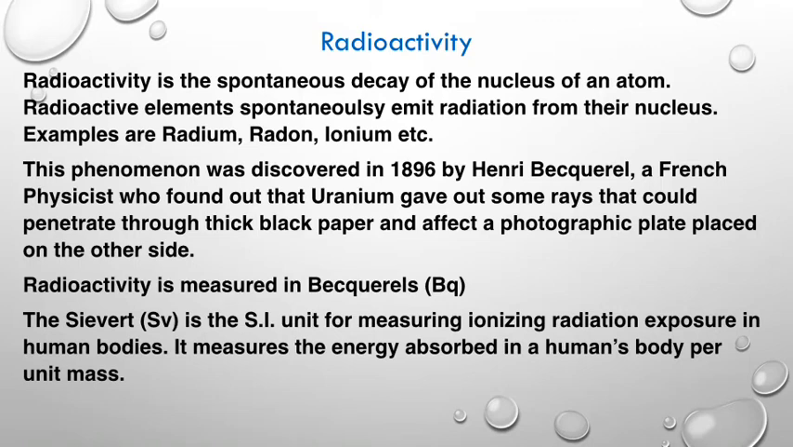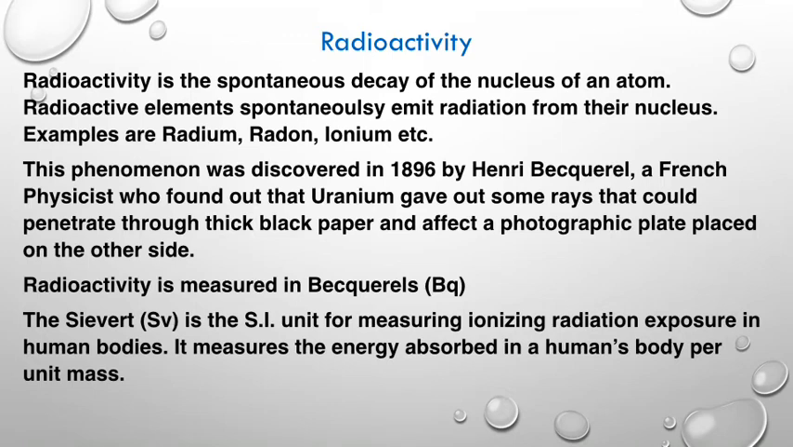Now we have another unit also, that's the sievert. The sievert is the unit for measuring ionizing radiation exposure in human bodies. So as humans, we are exposed to some measure of radiation. We have looked at that, and we'll look at that under background radiation.